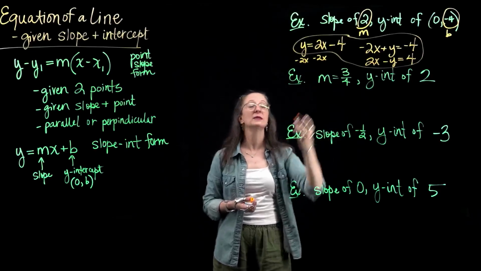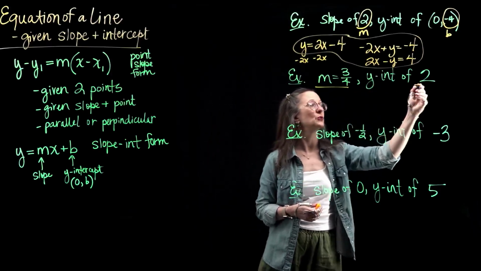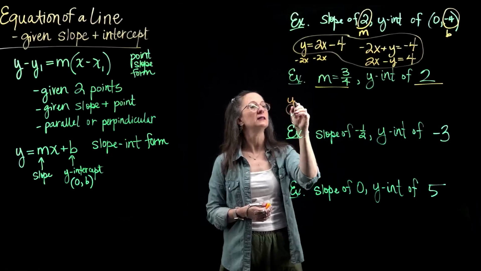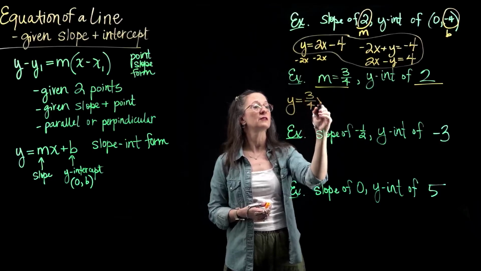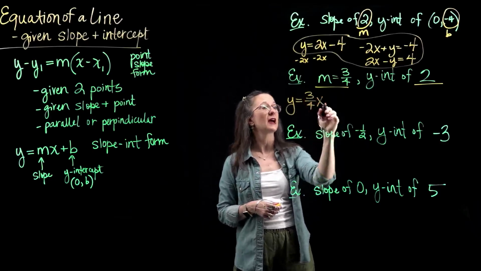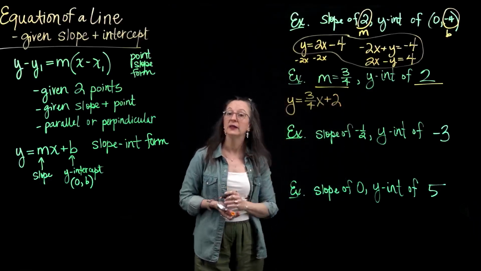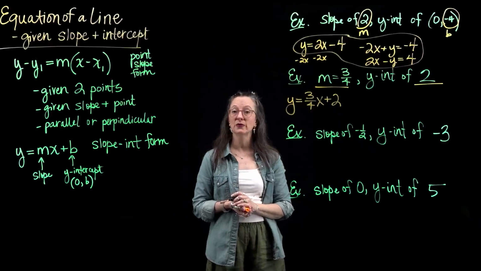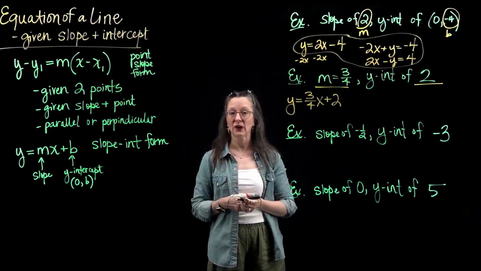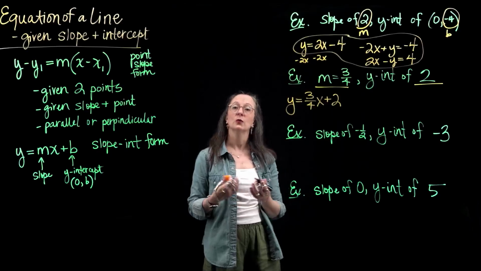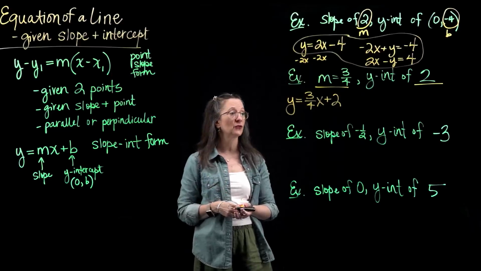Here we're given that m is equal to 3/4. That's good to know. And our y-intercept is 2. So we could plug that in to our slope-intercept form. Y equals 3/4 x plus 2. That would be the equation of the line in slope-intercept form. If we wanted to write it in standard form, we wouldn't want fractions as coefficients. So we would multiply the whole equation through by 4 to clear the fractions.